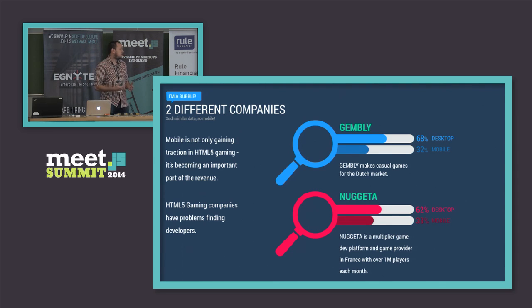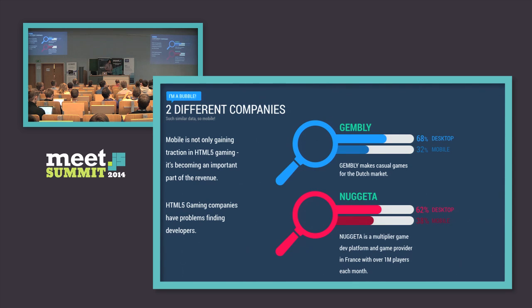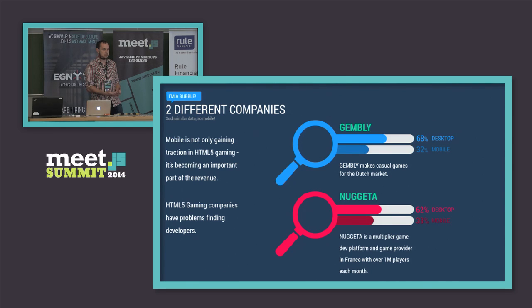So they said that they noticed that the movement on their sites from mobile devices is steadily increasing. Currently, Gambly has 32% of mobile on their site, and Nudeta has 38% of mobile. So they realized that mobile is not only gaining traction in HTML5 gaming, it's becoming an important part of their revenue. And they had to do something with that, and the fastest model for them was to go into HTML5 games. And actually, as I work with those companies for over a year now, they have problems finding developers because they find a lot of people who can do the coding part and the idea part, but they have difficulties delivering the games for different devices.